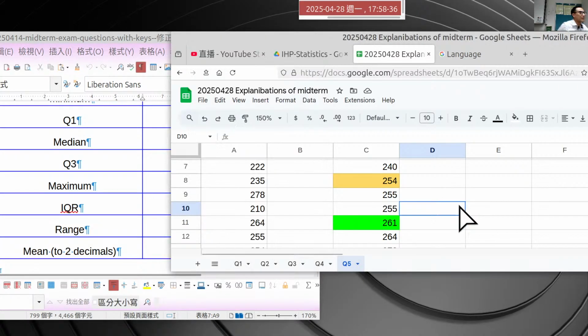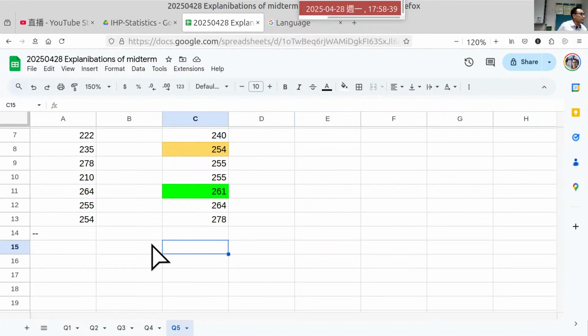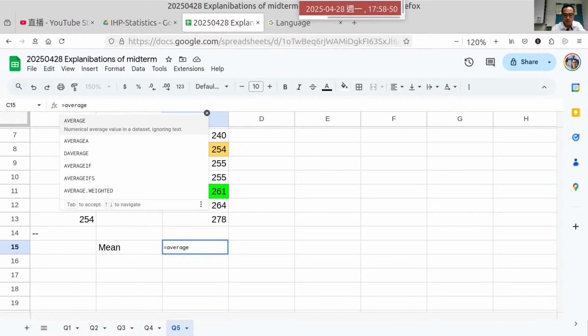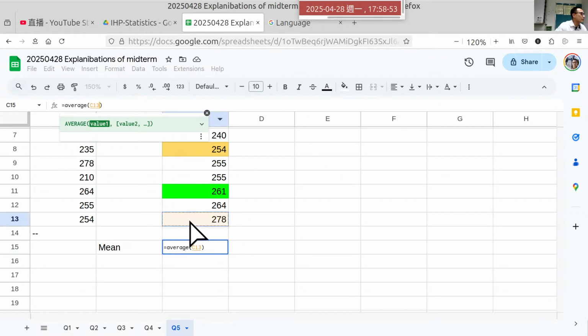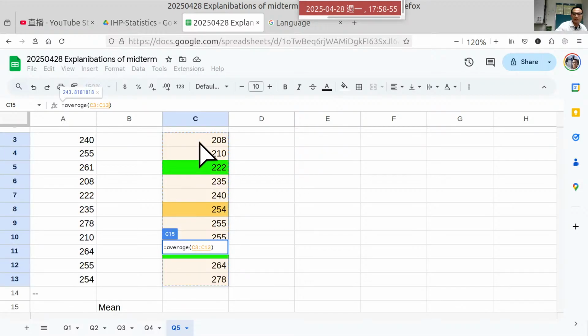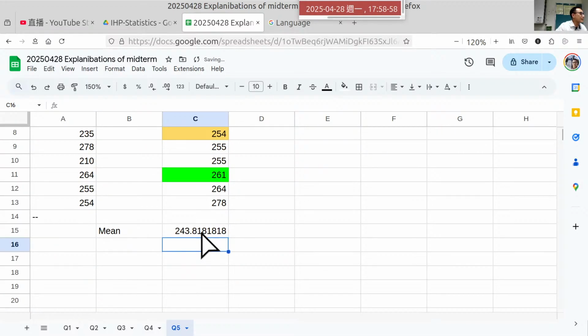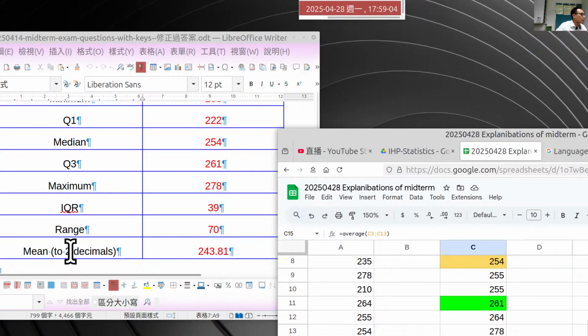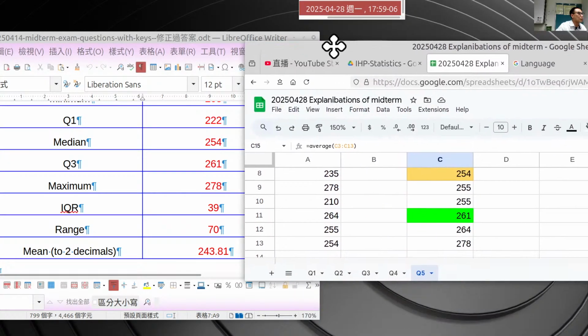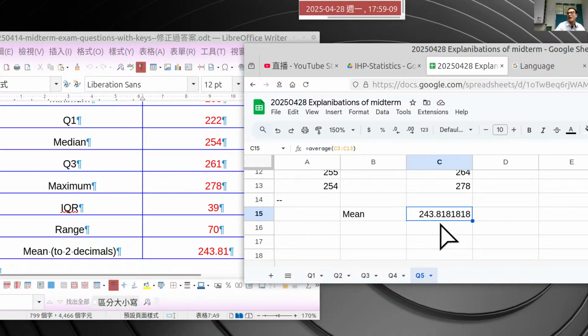What is the mean? How to calculate the mean? Here. Mean, click, equal, average, select the range, and click enter. That is this one. 2 decimals, that would be 243.81. Okay, let's move to next question.